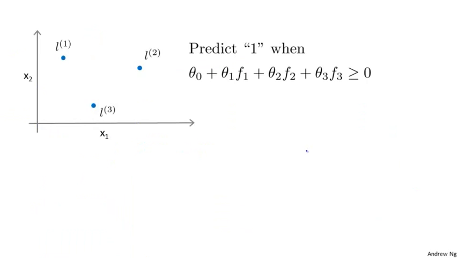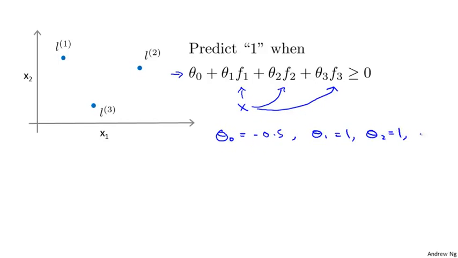So given this definition of the features, let's see what sorts of hypotheses we can learn. Given the training example X, we're going to compute these features f1, f2, f3, and our hypothesis is going to predict 1 when theta 0 plus theta 1 f1 plus theta 2 f2 and so on is greater than or equal to 0. For this particular example, let's say that I've already run a learning algorithm, and somehow I ended up with these values of the parameters: theta 0 equals minus 0.5, theta 1 equals 1, theta 2 equals 1, and theta 3 equals 0.